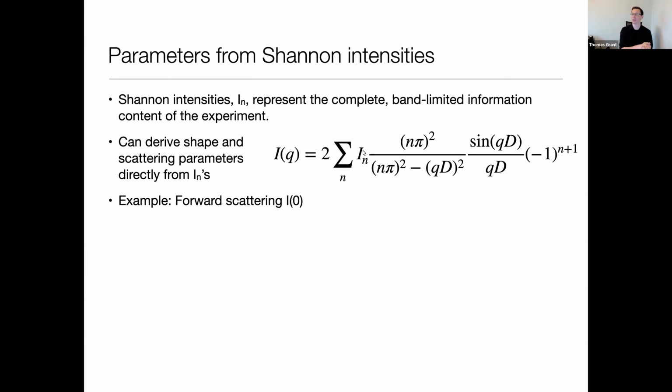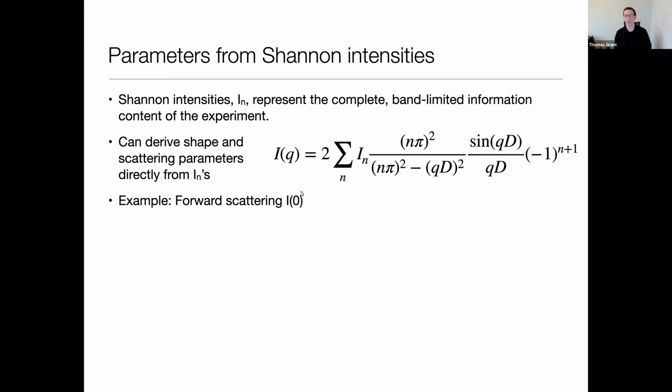So we've reduced something that was previously hundreds and hundreds of data points to something that is now 10 or 15 unique numbers, these Shannon intensities, right? So all of the information is embedded within this discrete set of intensities. So this allows for some really nice math.